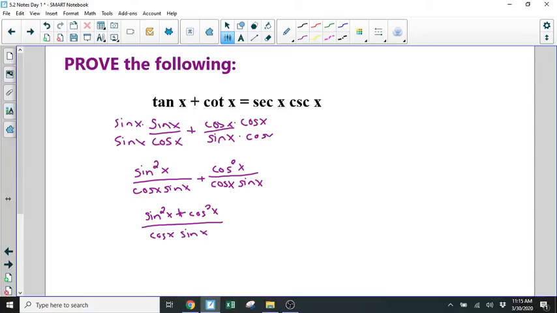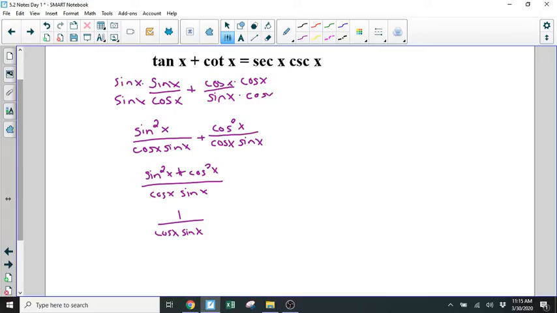And then I can replace the numerator, which is the sine squared plus cosine squared, with its Pythagorean identity, which is 1. And then we can look at breaking that fraction into 1 over cosine x and 1 over sine x, and replacing each of those with their identities. 1 over cosine x is secant. 1 over sine is cosecant. And again, always keeping an eye on what we're trying to match, and that is exactly where we were headed.